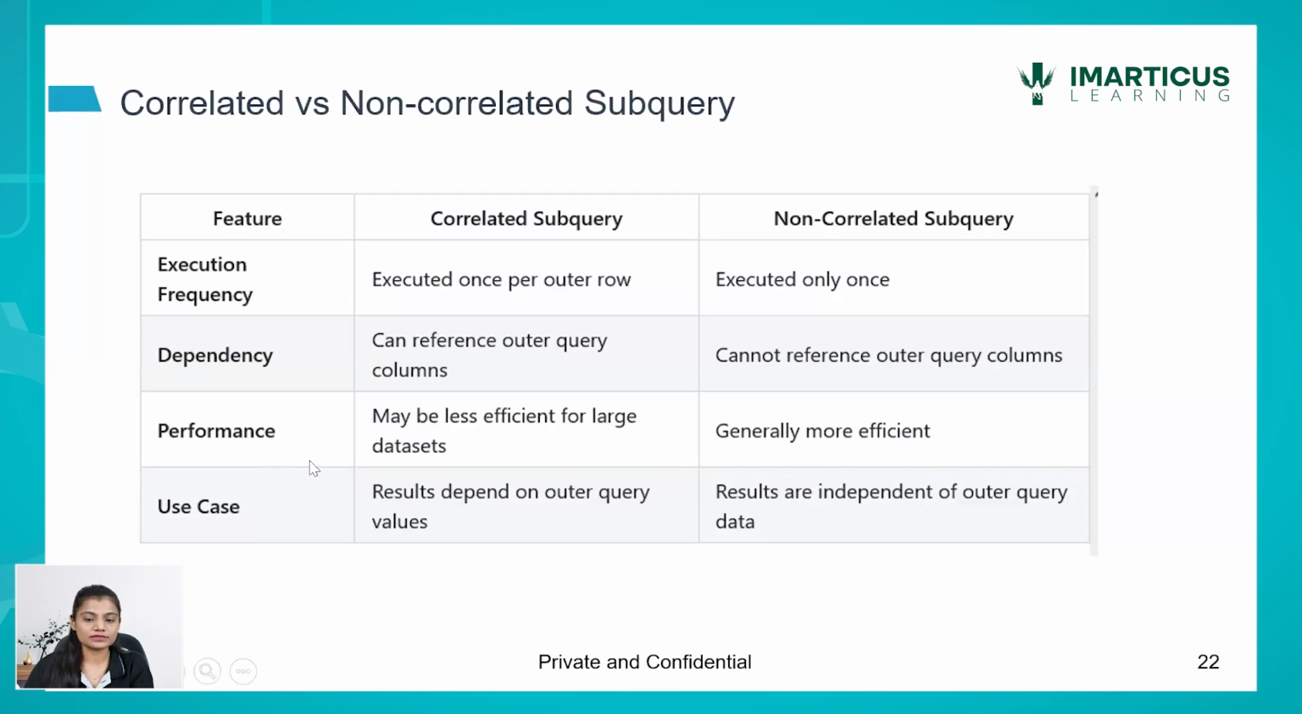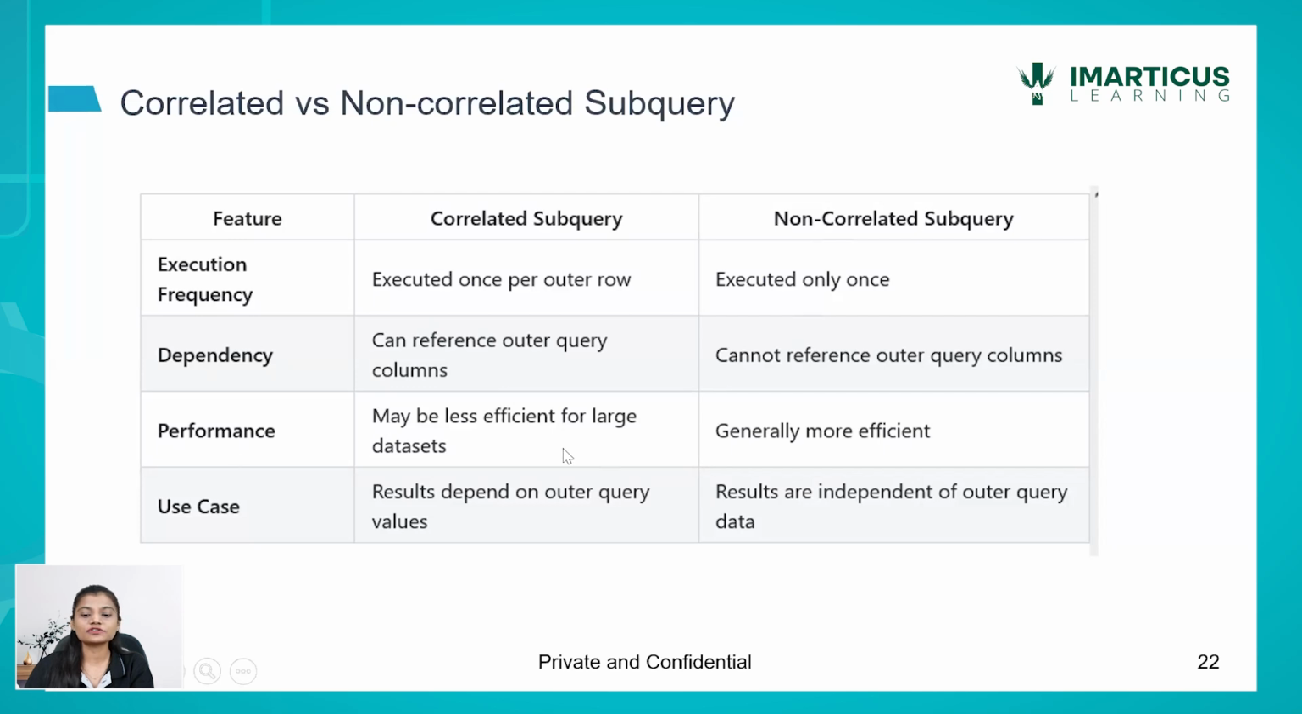Now, dependency: can it reference outer query columns? A correlated subquery can take the outer query table and outer query column to show relation, as we have seen. A non-correlated subquery cannot reference outer query columns. It cannot use outer query information. The meaning of correlation lies here: the correlated subquery relates with the outer query, the non-correlated one does not.